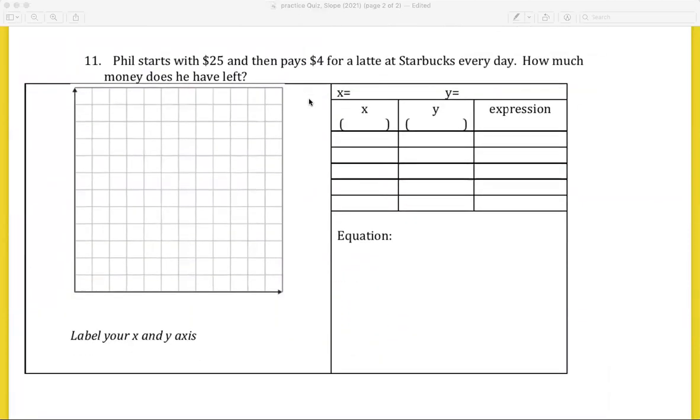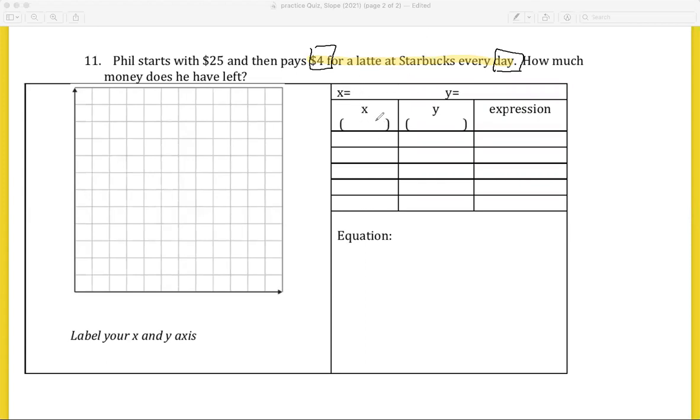Okay, Phil starts with $25 and then pays $4 for a latte at Starbucks every day. How much money does he have left? So there's 2 things I don't know. And there's a rate. Anytime I give you a table, you know there's a rate in there. Go find it. The rate is $4 for a latte every day. So before the every is $4 for a latte. After the every is days. So days is after, $4 is before.